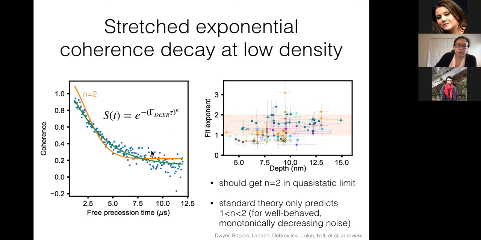And what we found, if we did this fitting allowing this exponent to be a free fitting parameter across many, many data sets, so many NV centers and many samples, is that very, very few of them fit to n equals 2. In fact, there were even many NV centers that fit to n of less than 1. And we could see a general depth dependence where we saw lower exponents as you got to shallower depths. This was especially surprising because you can write down fairly simple arguments for what the bounds on this exponent should be. And this predicts that the exponent has to be between 1 and 2 for well-behaved monotonically decreasing noise. So the fact that we could see many data sets where this n was less than 1 was very puzzling.